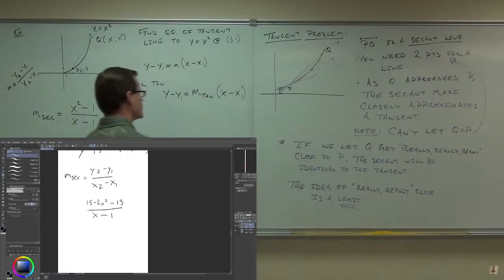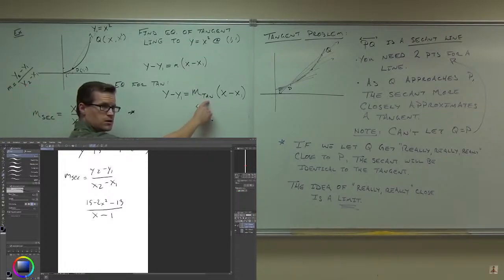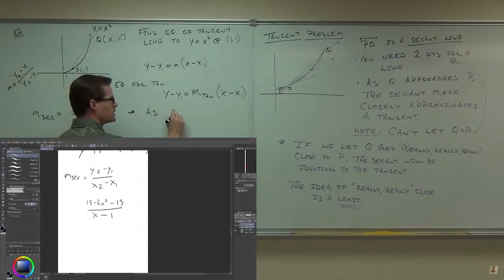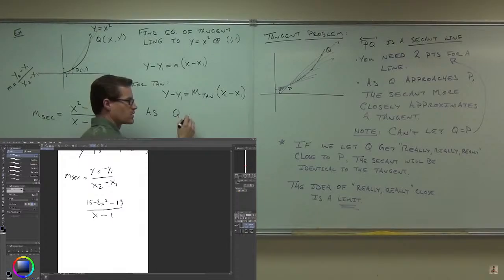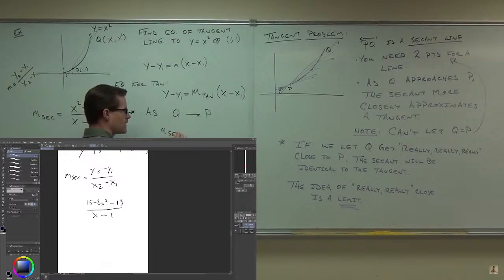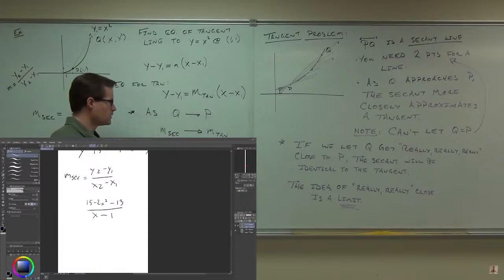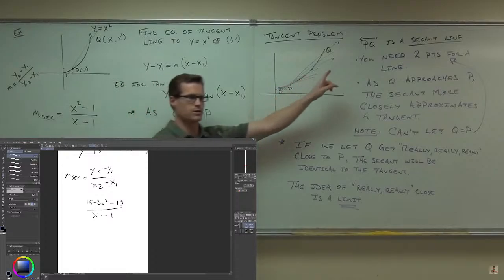So right here, what we're doing, step number 1, is if we move Q close to P, this is going to become this. Do you agree? As Q, I'm going to use a new symbol here, approaches P. That means as Q gets really close to P without touching, the slope of the secant line approaches the slope of the tangent line. Would you agree with that statement? That's over here right now.